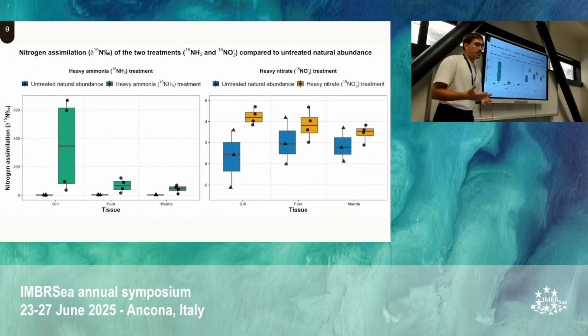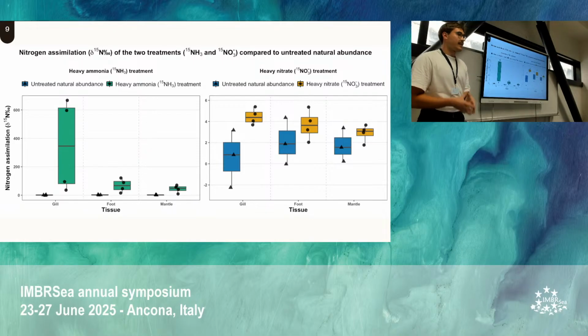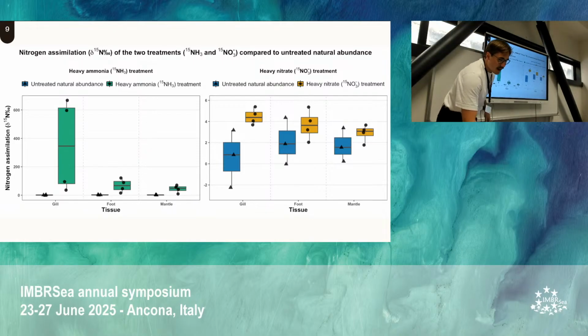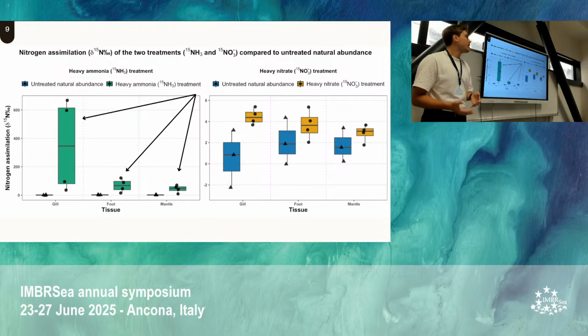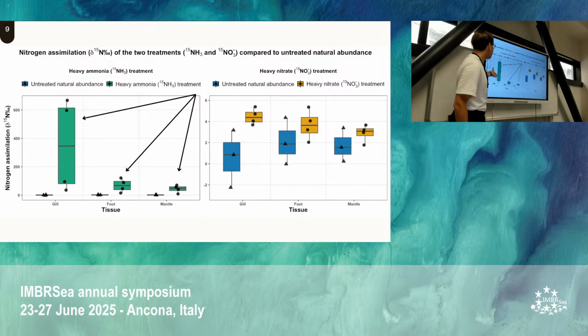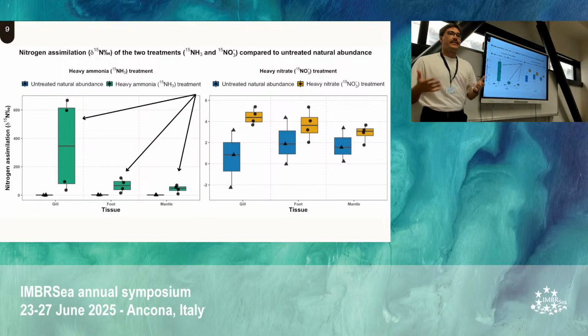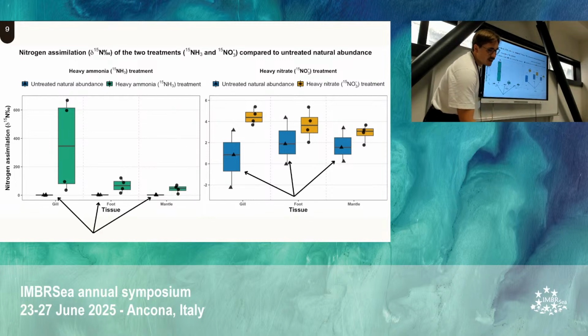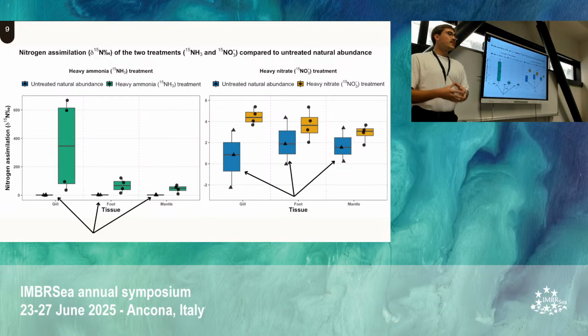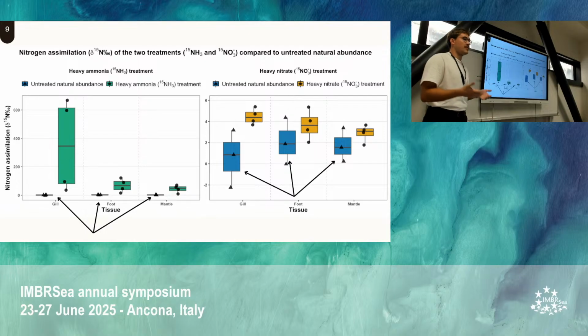This is further supported by our isotope data that we collected. So, as you can see here, in our heavy ammonia treatment, so this is when we have a flag on our ammonia, we see that especially in the gill, but also in the foot and the mantle, we have high assimilations of these flags in the tissue. And what we're comparing with here is untreated natural abundance. So these are clams that have just been living in an aquarium and have never been exposed to any heavy isotopes. So they are what you would call biologically relevant, just baseline for heavy isotopes in the tissue.